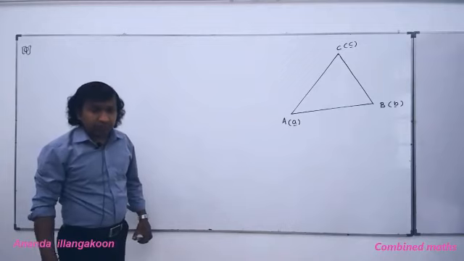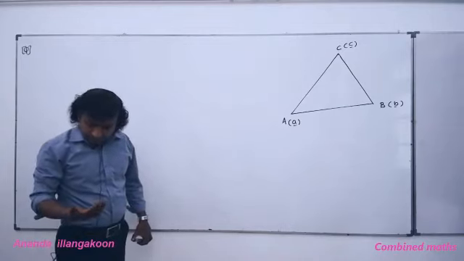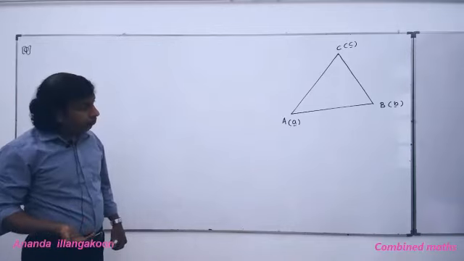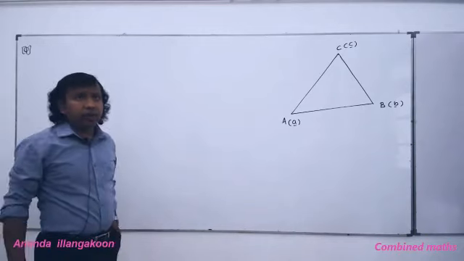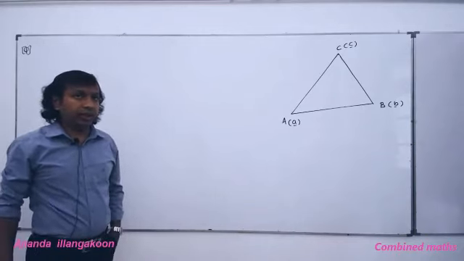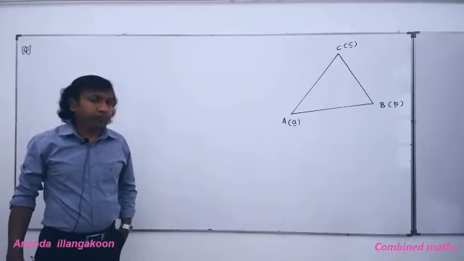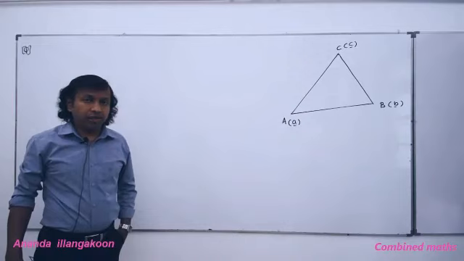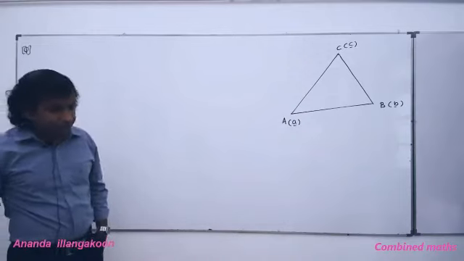Right. Shall we then write a few sentences? Write down like this. Let the triangle be capital ABC.